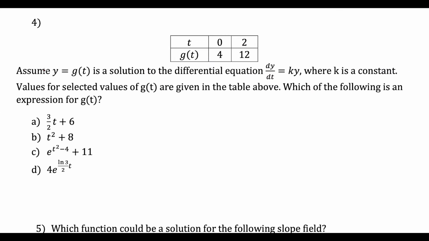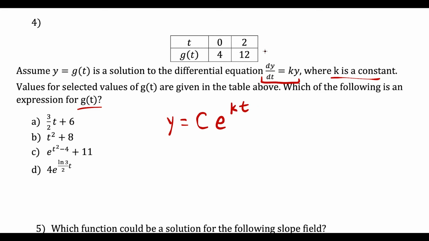For question 4, we're going to assume y equals g of t is a solution to this differential equation here. And we have k is constant, and select values for g of t are given in this table above. Which of the following is an expression for g of t? So for this one, we want to know exponential models for differential equations. So anytime you have a derivative in this form, you could assume here that the solution is going to be in the form of y equals a constant times e to the kt like this.